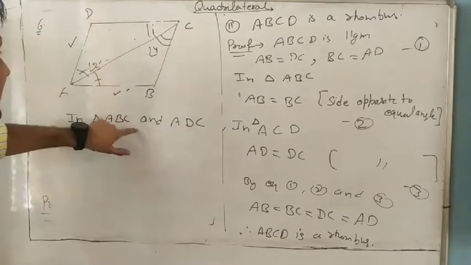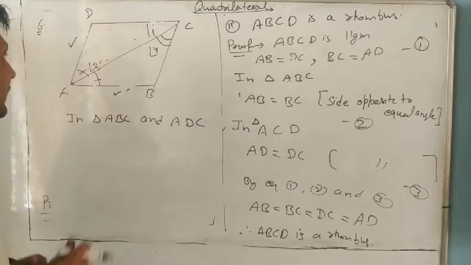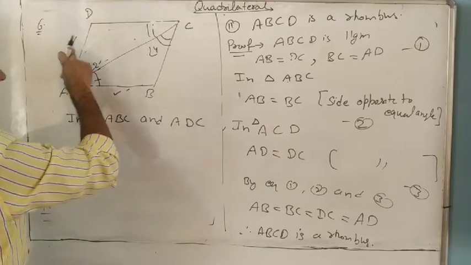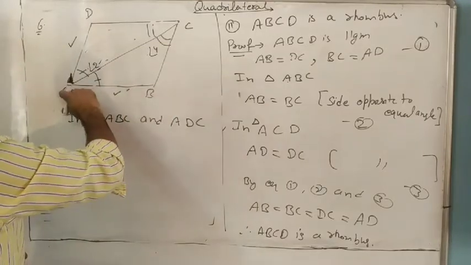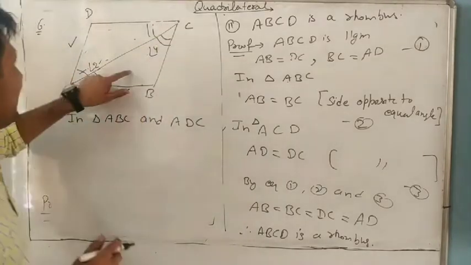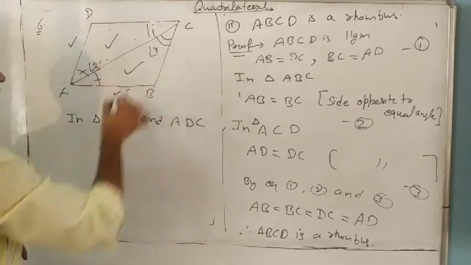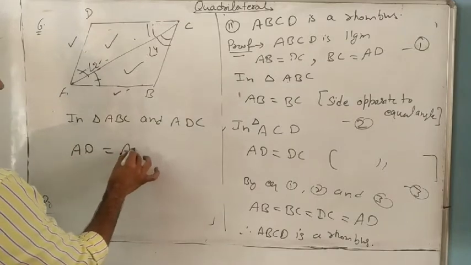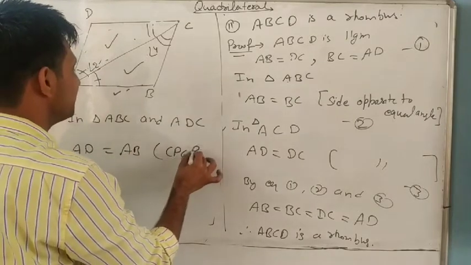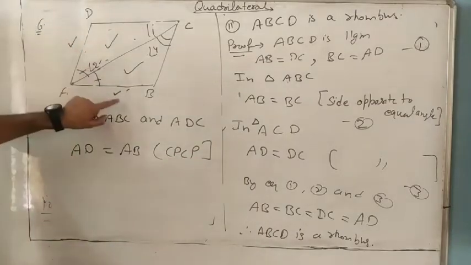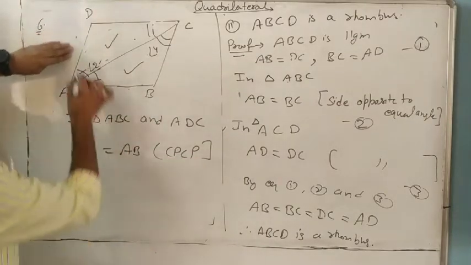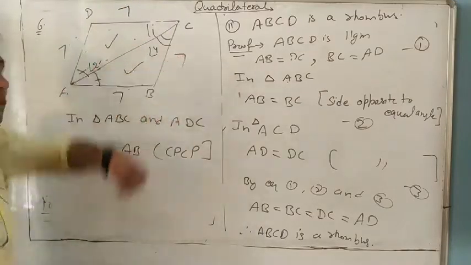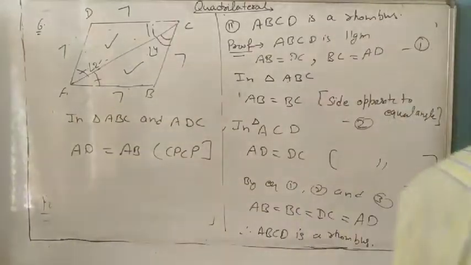So we will prove that these two triangles are congruent, and they are congruent. Yes, AB equals DC opposite side, AD equals BC opposite side, and AC is common. So by SSS, this triangle and this triangle are congruent. And if triangles are congruent, you can say that AD equals AB by CPCT. And the opposite sides of the parallelogram are equal, so all sides are equal. So by any one method you can do this.